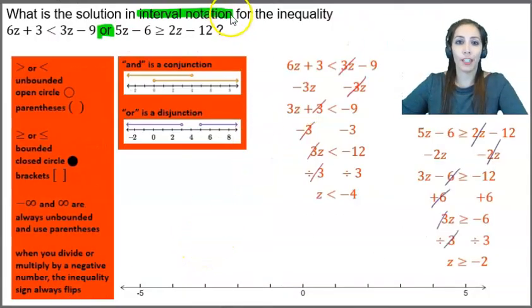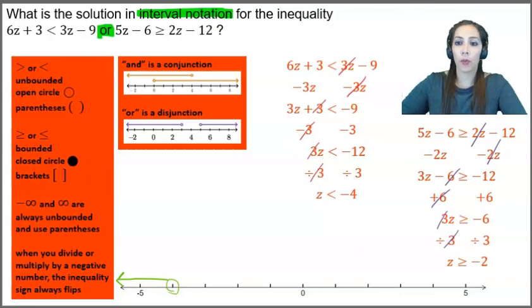Now that we know what interval notation is and what or as a disjunction means, let's go ahead and use the number line to help us write this disjunction. So I have z less than negative 4. Since this is a less than sign, it's going to be unbounded and an open circle on negative 4. So let me go ahead and draw an open circle there. And z is less than that, so we will be going to the left.